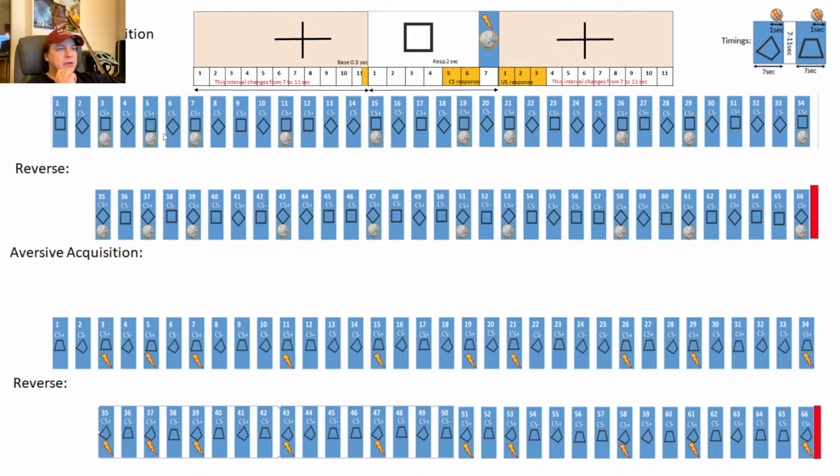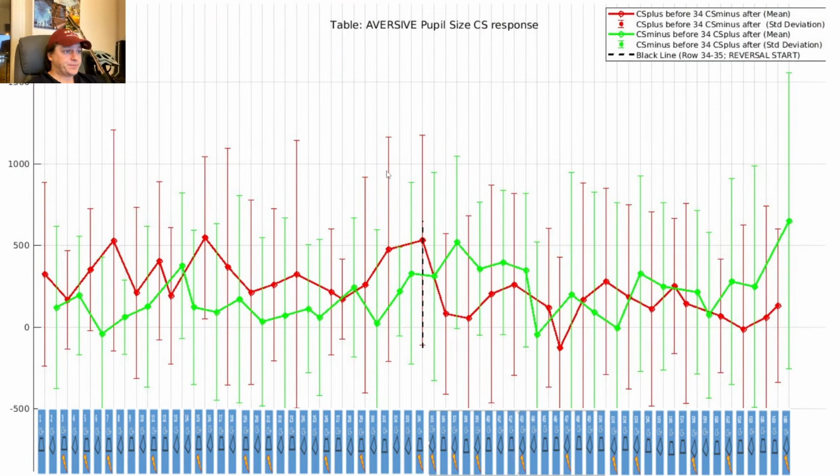10 of 16 CS pluses are reinforced. So 6 are not reinforced. Here, 1, 2, 3, 4, 5, 6. So 6 CS pluses are not reinforced and 10 are reinforced. The same, so the paradigms are completely the same. And the first results of conditioning.